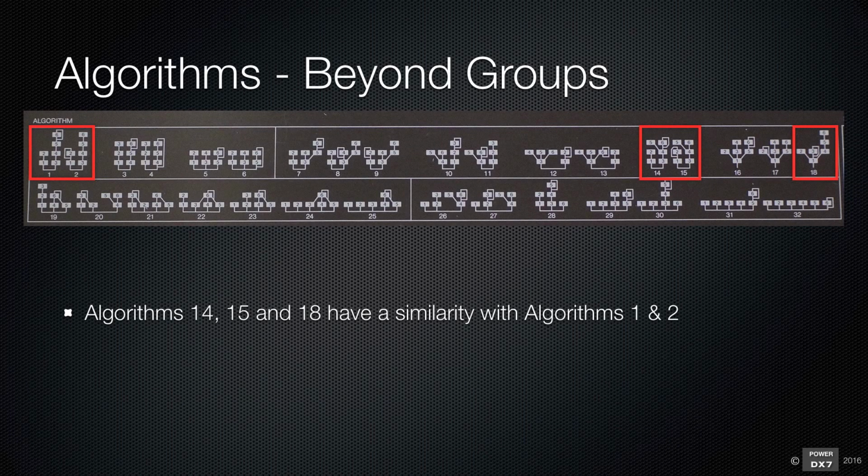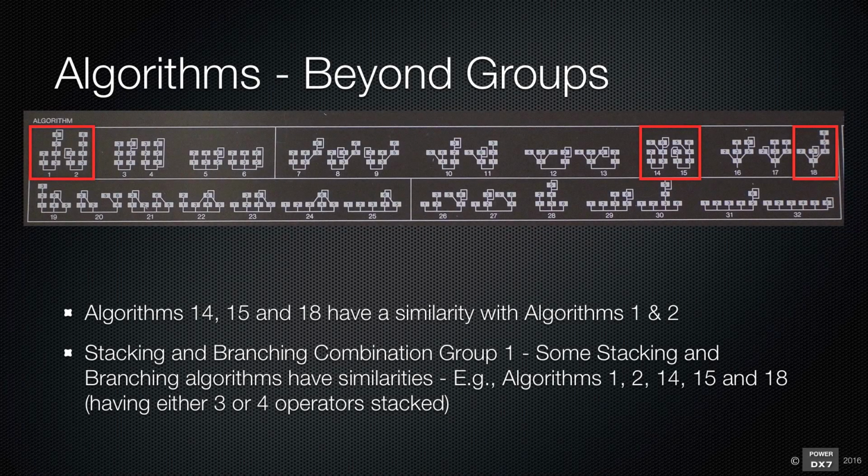Algorithms 1 and 2 are similar to algorithms 14, 15, and 18. I call them stacking and branching combination group 1. They all have 3 or 4 operators stacked on top of one another. Let's look at those algorithms in detail.